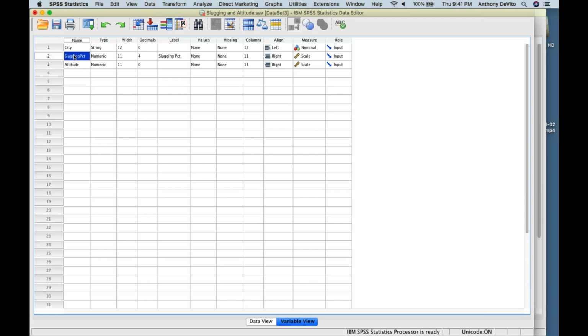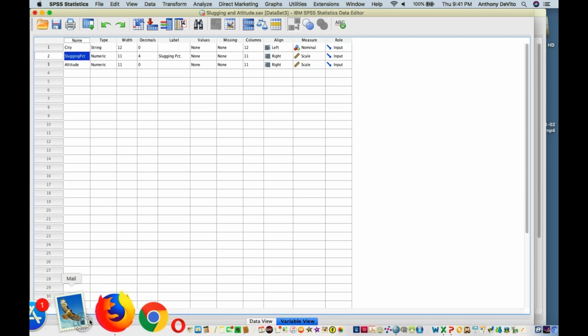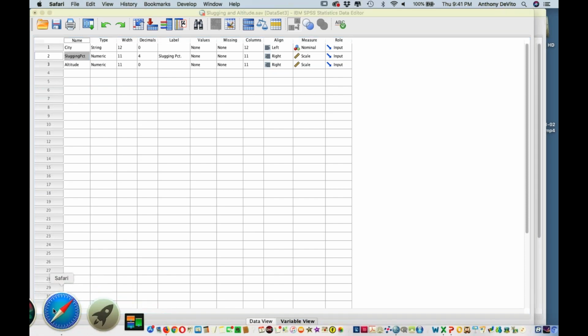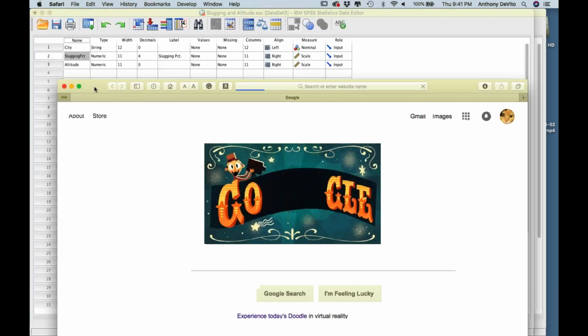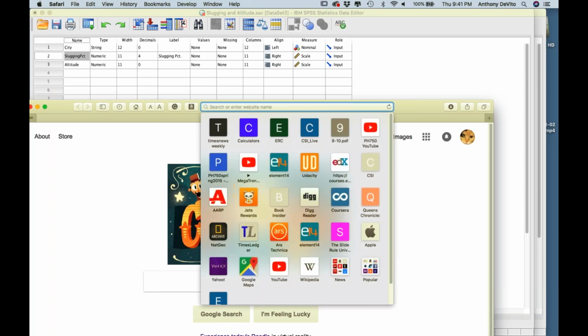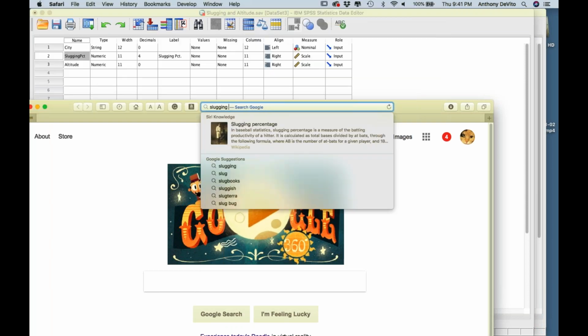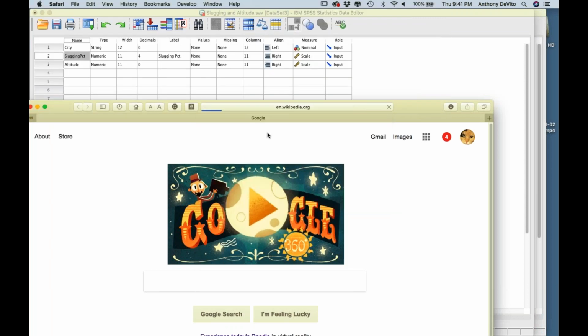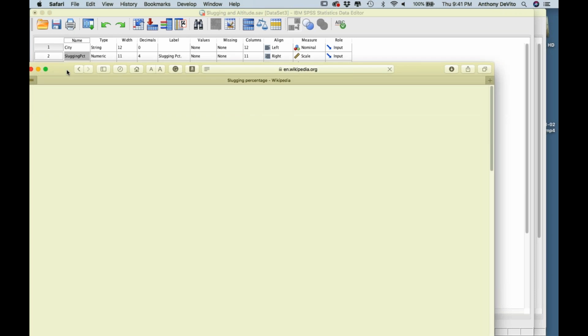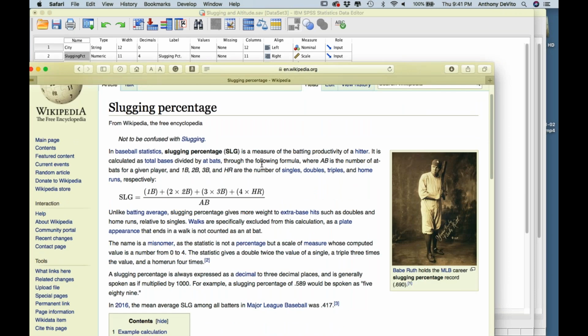So we don't have home runs. We have something else, a statistic called slugging percentage. And I used to know what that is. I'm a little bit of a baseball fan, but I used to know what that is. I think it's got something to do with a combination of the number of home runs and extra base hits and RBIs and stuff like that. Let's see if I can find it. Slugging percentage. Okay, so it does. The measure of batting productivity is calculated as total bases divided by at-bats.